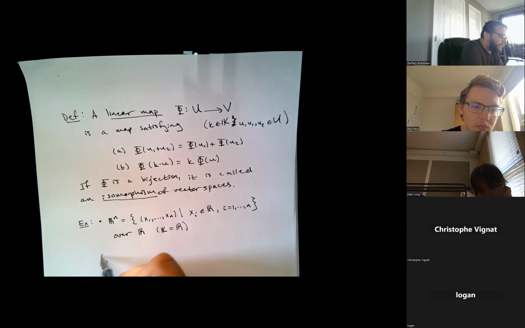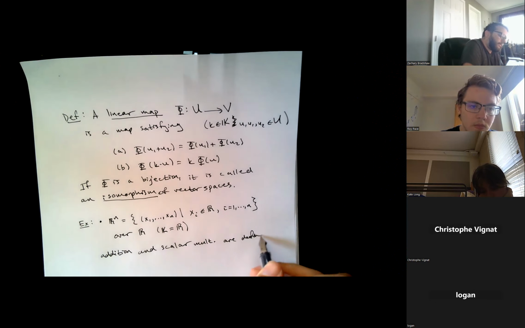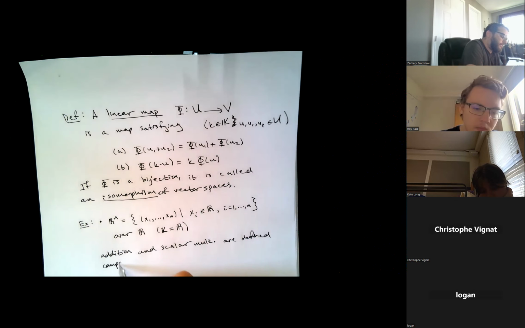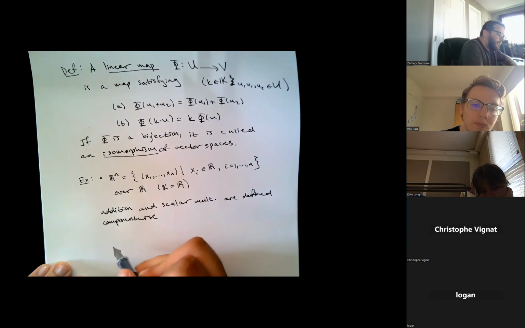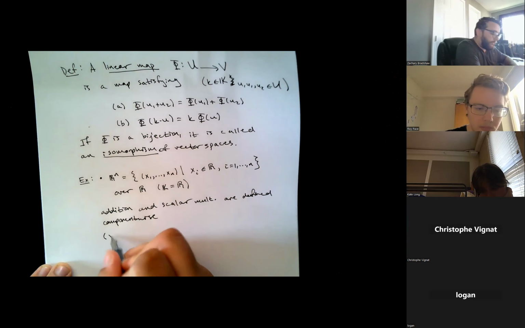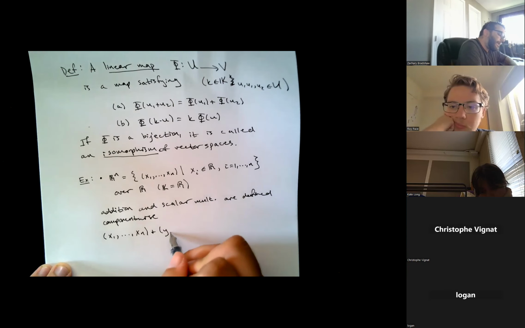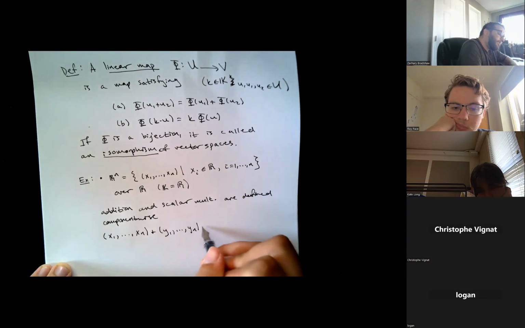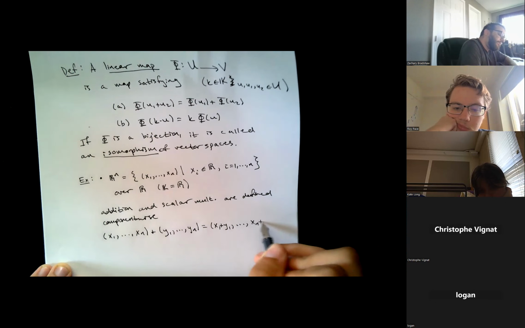And let's see, the addition and scalar multiplication are defined component-wise. What I mean by that is, if I have two elements of Rn, the way I add them is component by component. So this is x1 plus y1 through xn plus yn.